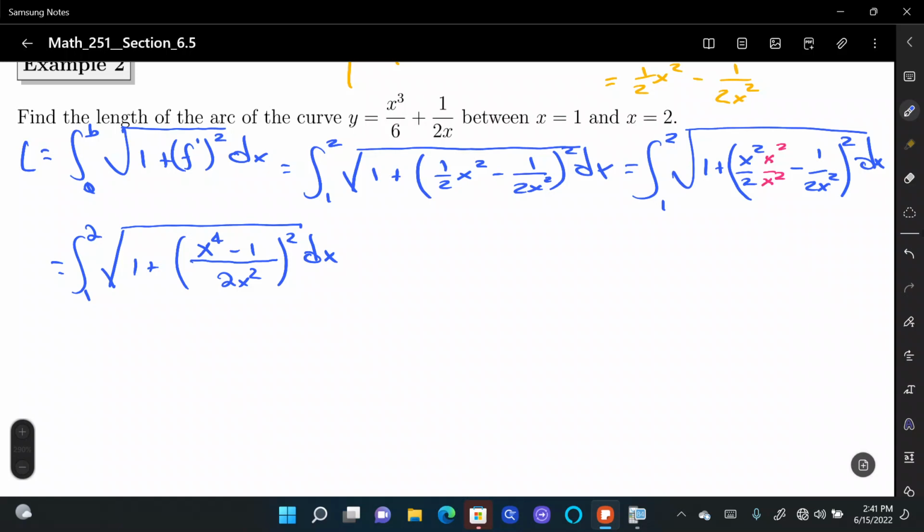All right, but again, by laws of exponents, notice that we have a quotient raised to the second power. That's equivalent to the integral from 1 to 2 of the square root of 1 plus x to the 4th minus 1, squared, over the square of 2x squared, which is 4x to the 4th power. All right, so this is what I'm going to do.